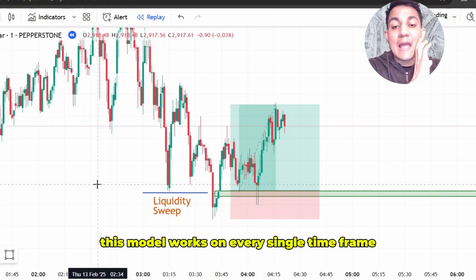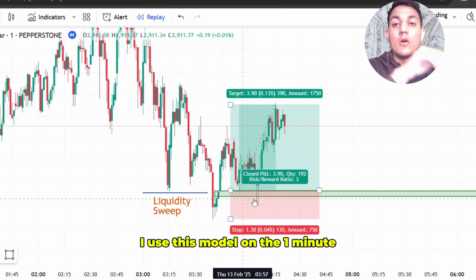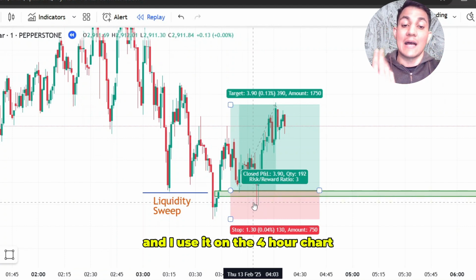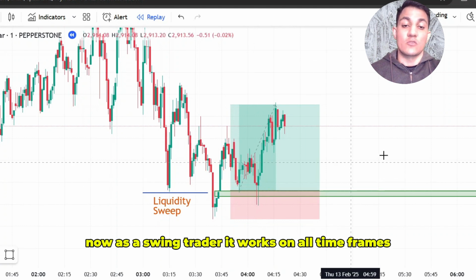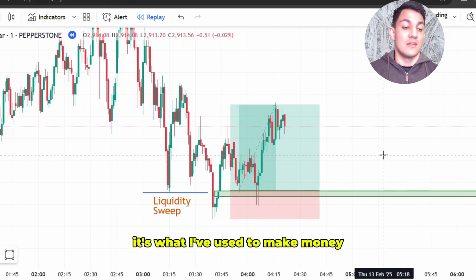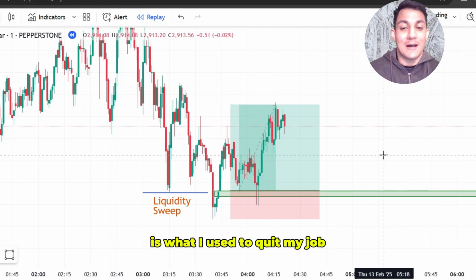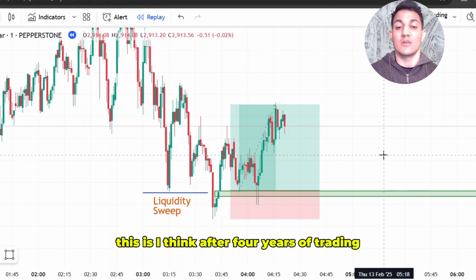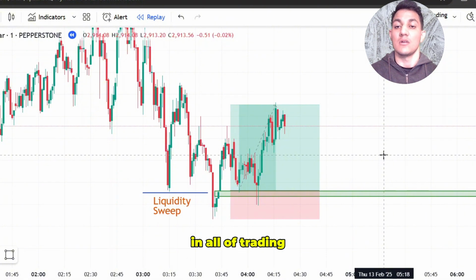This model works on every single time frame. I use this model on the 1 minute, the 5 minute, the 15 minutes. I never traded the 1-hour chart, and I use it on the 4-hour chart now as a swing trader. It works on all time frames. It's what I've used to make money. It's what I used to quit my job. Yeah, I love this model. I think, after 4 years of trading, this is the simplest and easiest model in all of trading.